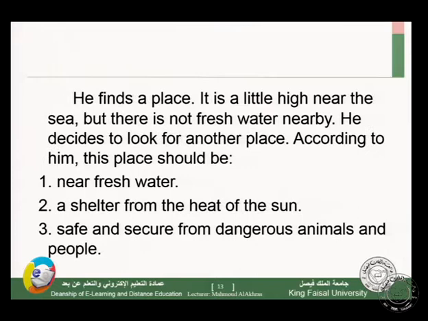He finds a place. It's a little high near the sea, but there isn't fresh water nearby. He doesn't have any fresh water near this place. It is very high and very good for him, but he doesn't have enough fresh water near him. He decides to look for another place.